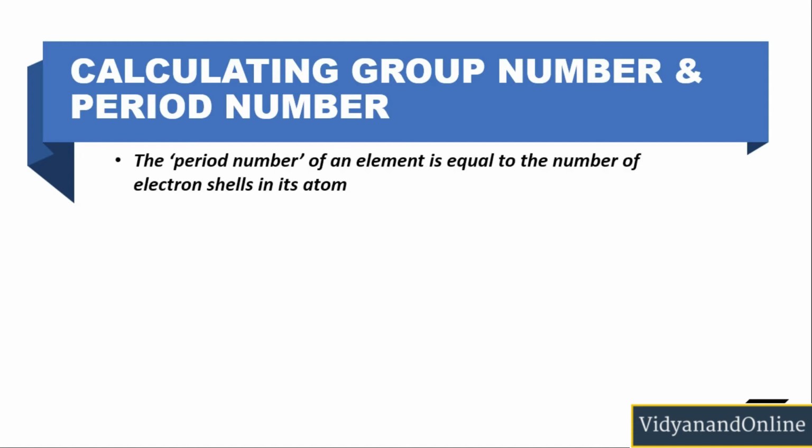So if we talk about the period number, the period number of an element is equal to the number of electronic shells in its atom. For example, if we have to calculate which period number potassium belongs to, we are going to do its electronic configuration. It will be 2, 8, 8, 1. So it has K, L, M, N shells. So in total it has 4 shells, right? So its period number will be 4, that is, it will belong to the 4th period.